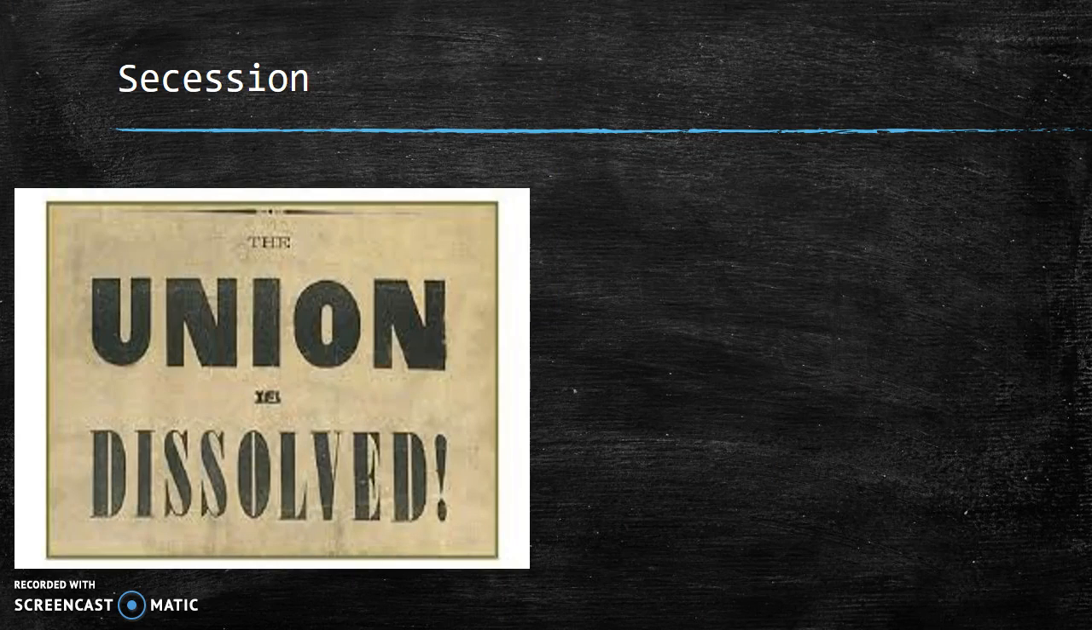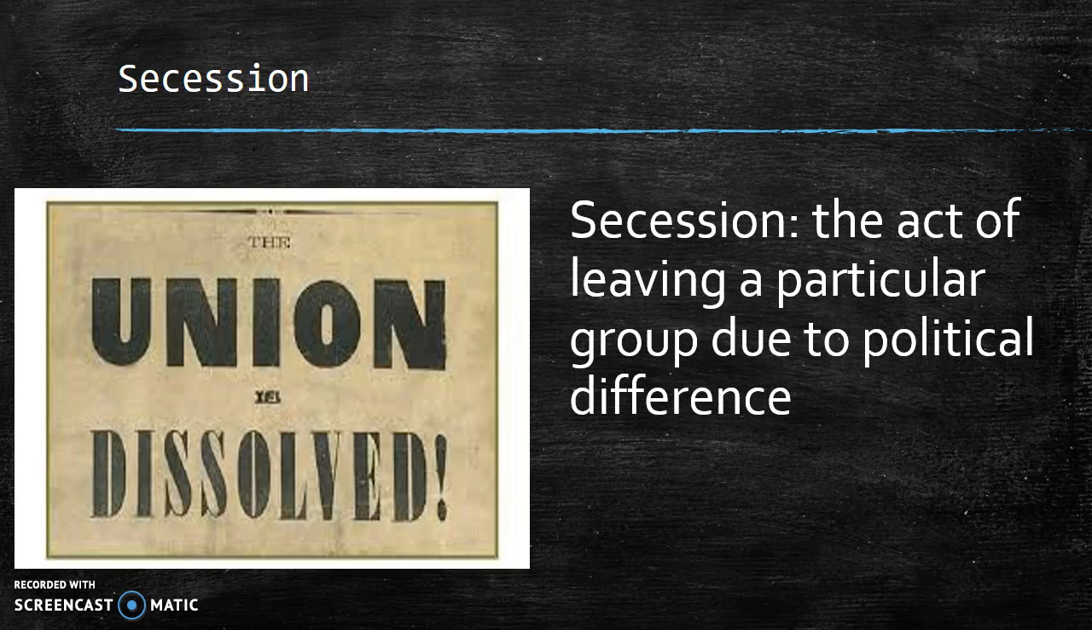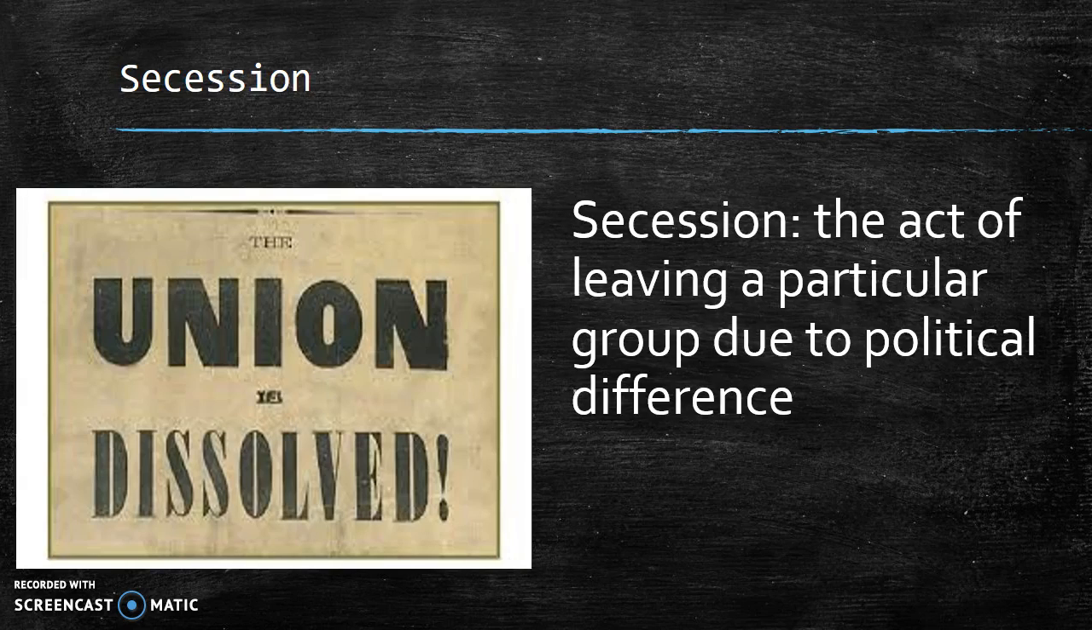What split the country up was secession. This was the action of all the Confederate states that officially were leaving the Union. The country was split between two different sides, the red, which was the Confederates, and the blue, which was the Union, with a few border states that could not officially decide.